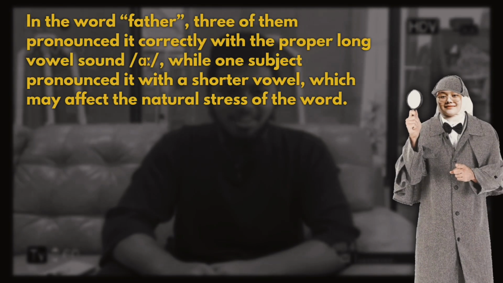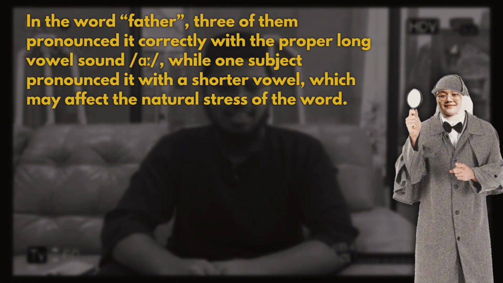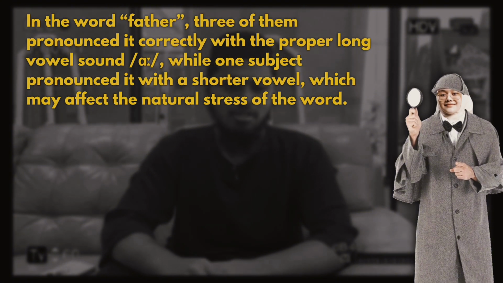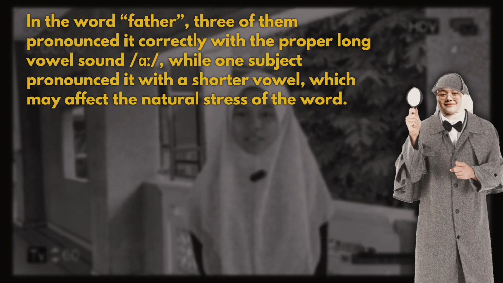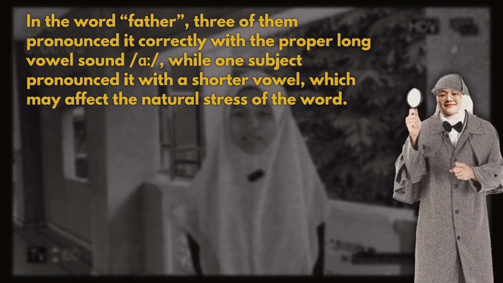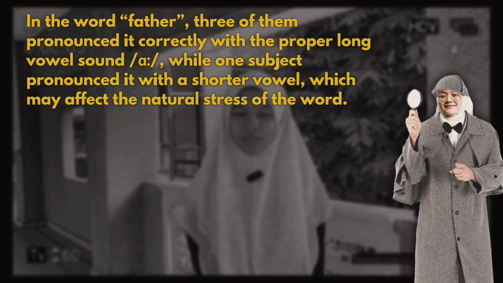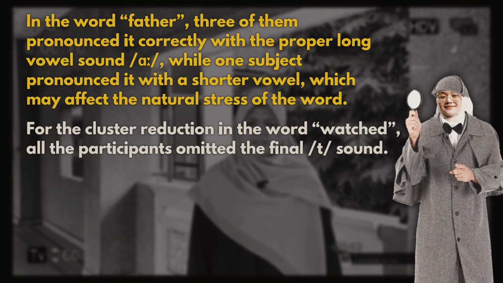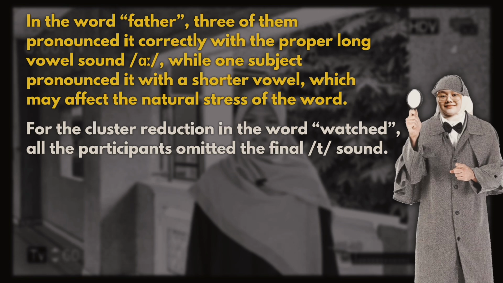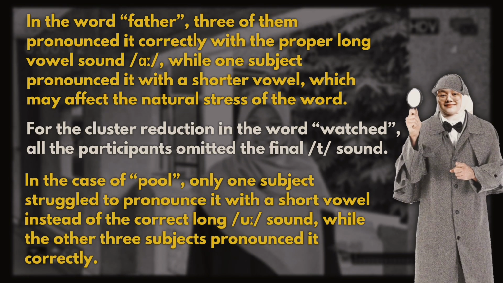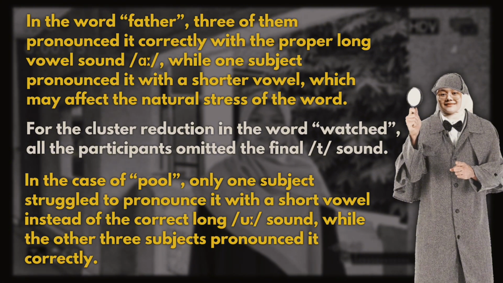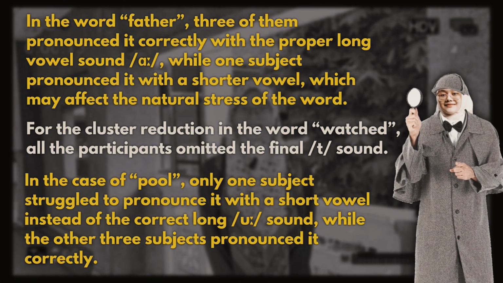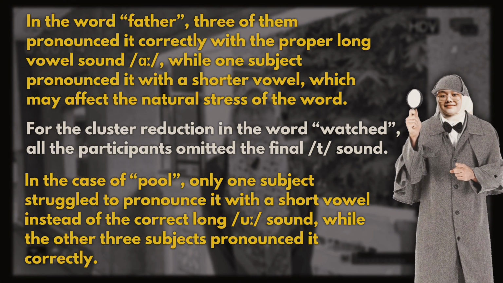In the word father, three of them pronounced it correctly with the proper long vowel sound R, while one subject pronounced it with a shorter vowel, which may affect the natural stress of the word. For cluster reduction like watch, all the participants omitted the final t sound. In the case of pool, only one subject struggled to pronounce it with a short vowel instead of the correct long U sound, while the other three subjects pronounced it correctly.